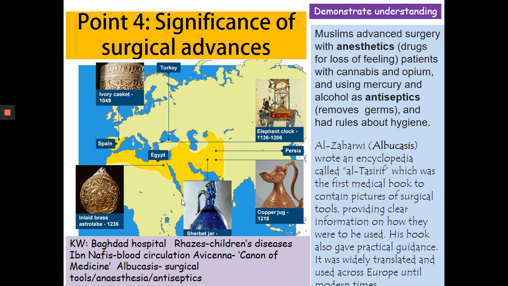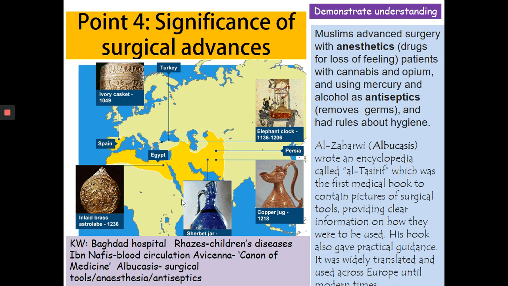And point 5, the significance of surgical advances. Sorry, I put point 4 there, but it's actually point 5. Now, Muslims advanced surgery with anesthetics, that's drugs to create a loss of feeling, using drugs such as cannabis and opium, and using mercury and alcohol as antiseptics, which remove germs. And also, Islamic medicine and surgery had rules about hygiene.